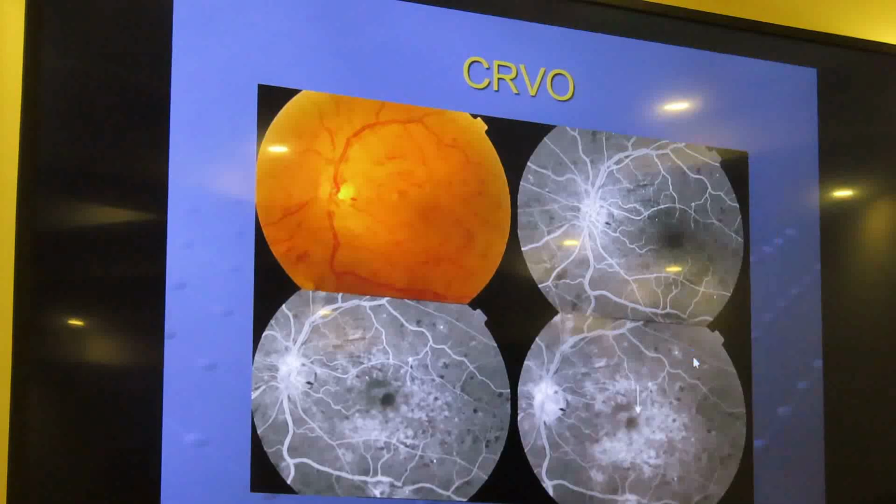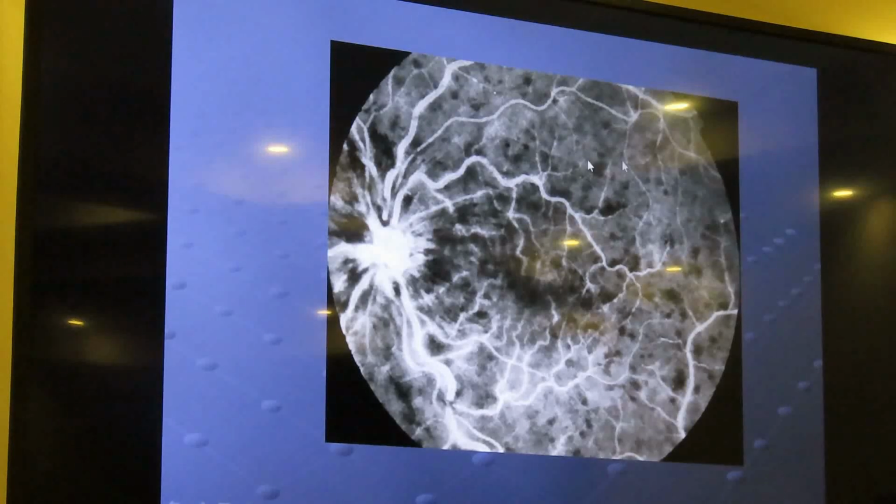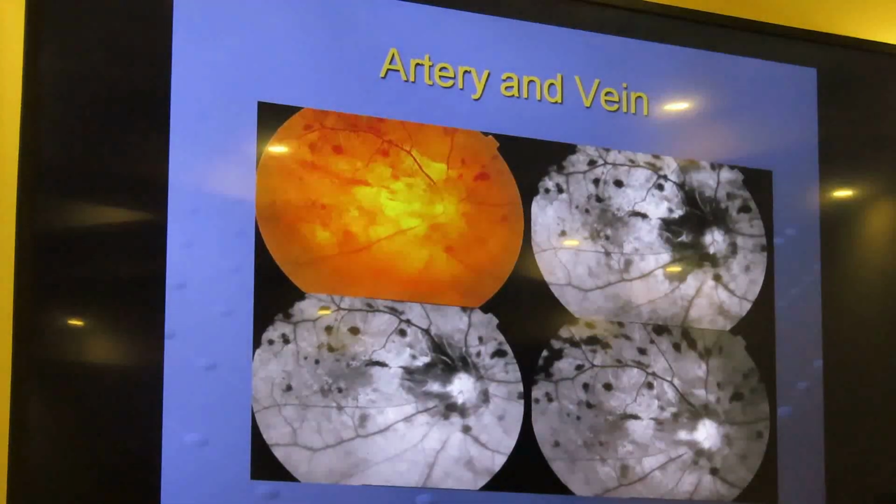This is also central retinal vein occlusion. You can see all over the fundus and posterior pole hemorrhages with late leakage around the fovea causing macular edema. It seems it is not ischemic. Okay? This is also central retinal vein occlusion with optic disc swelling with leakage.